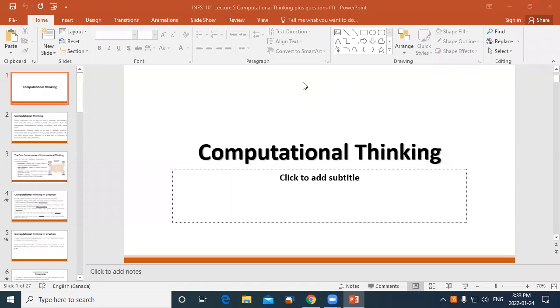We have two lectures: computational thinking, and then one of the specifics of computational thinking we'll look at after that, which is pattern recognition. So today, computational thinking overview, and then pattern recognition, which is part of it.